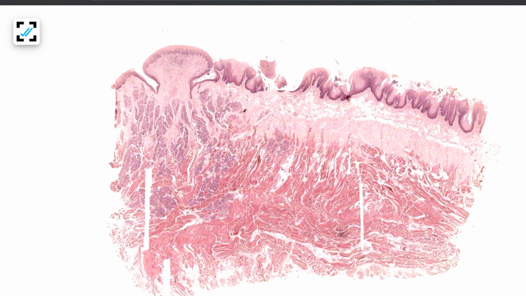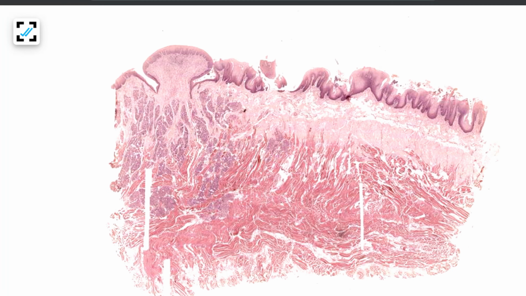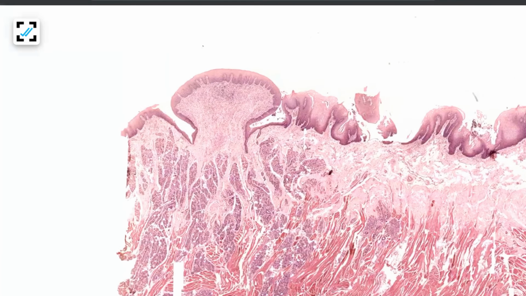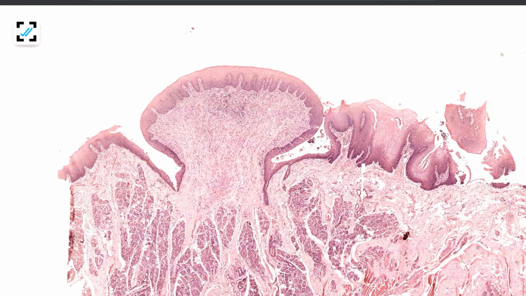In the previous video, we learnt about the histology of tongue and in specific the structure of fungiform and filiform papillae. In this video, we will learn more about the histology of circumvallate papillae. This is sagittal section of the tongue showing the circumvallate papilla. Circumvallate papilla can be seen when the section of the tongue is taken close to sulcus terminalis.